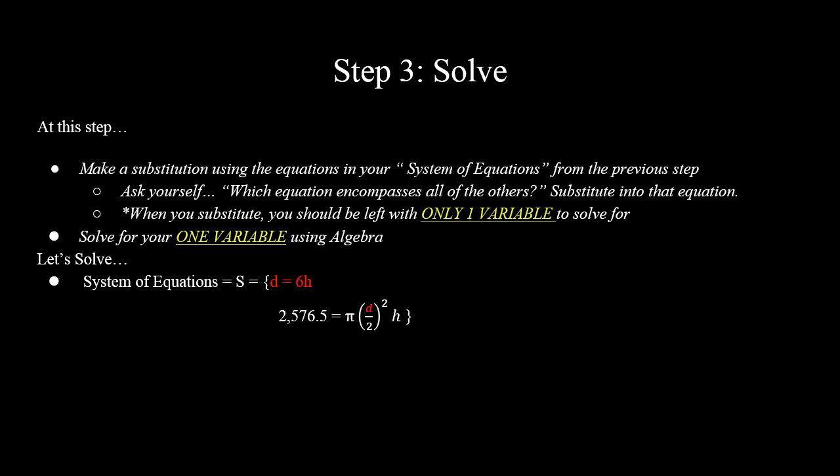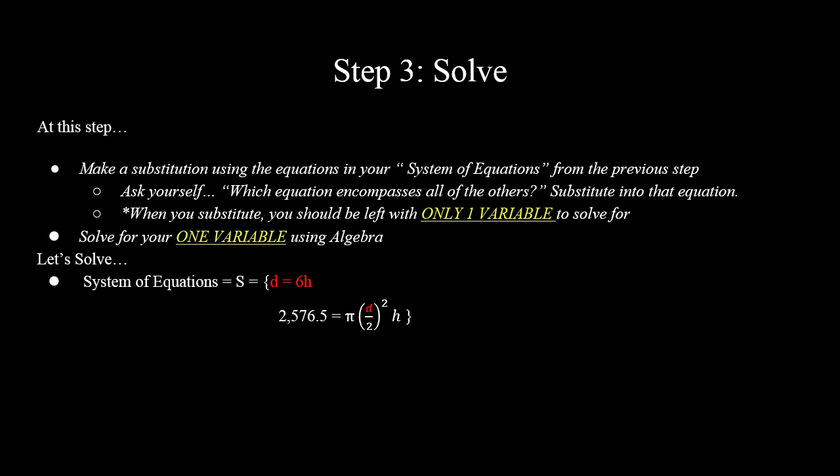Let's solve. Here's our system of equations that we just built in step 2. We have that the diameter is equal to 6 times the height, and then we have our volume, which is 2,576.5 equals pi times the quantity of the diameter divided by 2, which was representing our radius, squared times the height. Now we're going to look at these equations and ask ourselves, which equation encompasses everything, our variables and our constant? The only equation that satisfies that is the second, right? It gives us our constant value for our volume, and we also see both of our variables, d for diameter and h for height. So this is the equation that's going to unlock things for us.